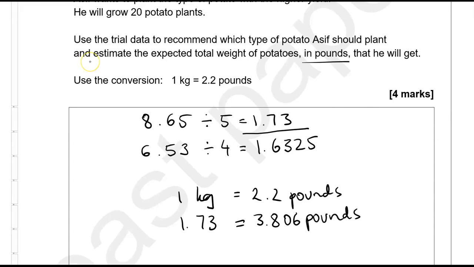Now we've got to estimate the total weight of potatoes, and we've got 20 potatoes. So I'm going to go 20 times 3.8, which gives us 76 pounds.